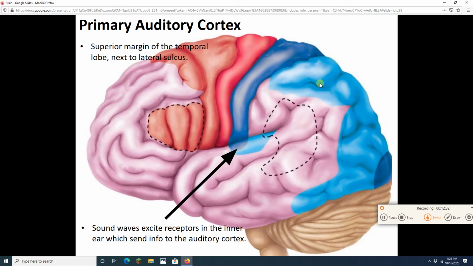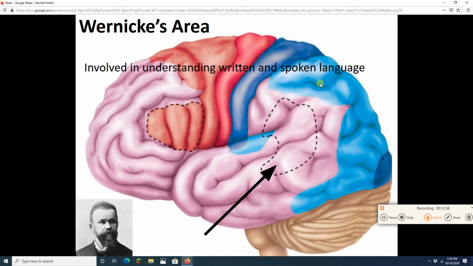And again, guys, remember we're doing just the greatest hits of the brain here. So we're not going to do a ton of temporal lobe. There's another part that's in the temporal lobe, most of it at least. This is called Wernicke's area. This is an area that is involved in understanding written and spoken language.